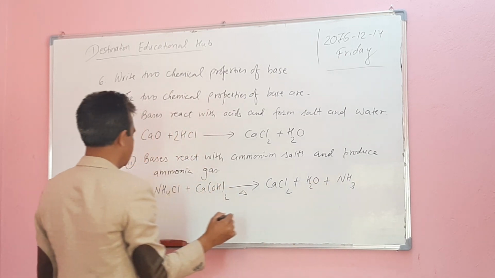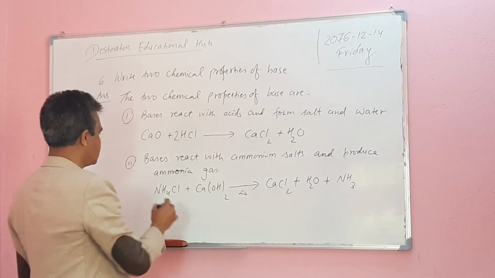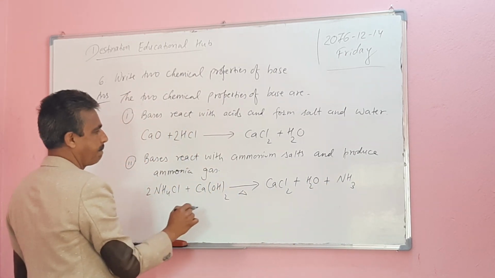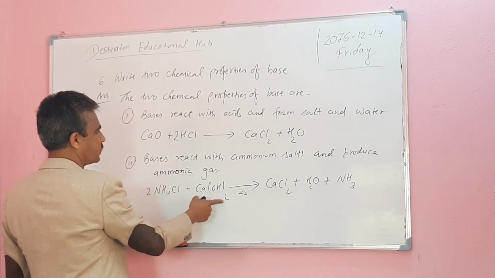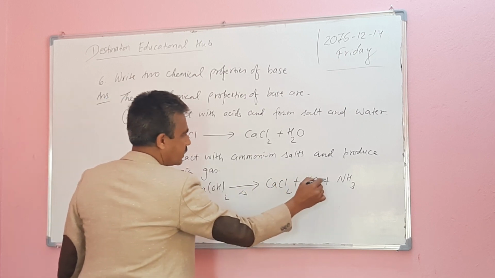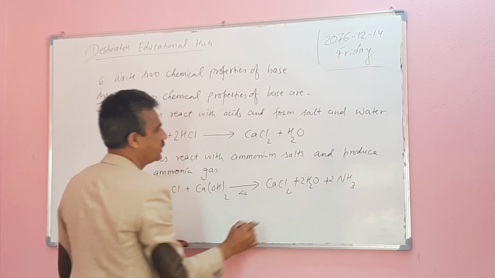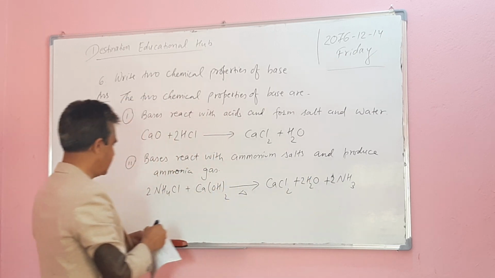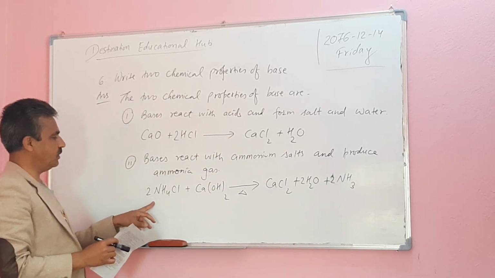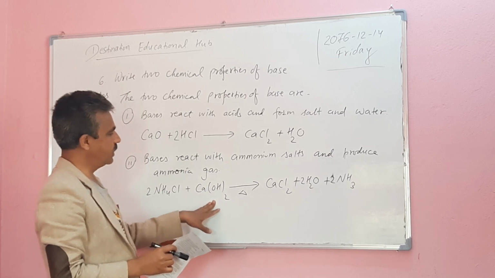It's not balanced. Right here 2. And then how many hydrogens are here? 8 plus 2, 10. Right here 2 and here 2. It is balanced. So what is the balanced chemical equation? It's simple. 2 NH4Cl plus Ca(OH)2 gives CaCl2 plus 2H2O plus 2 NH3.